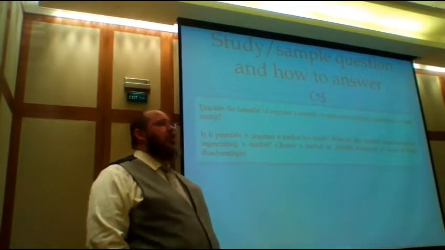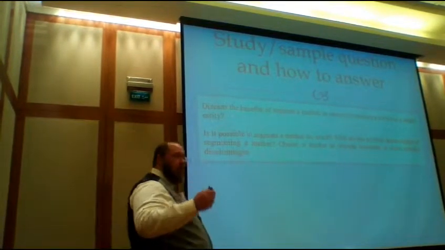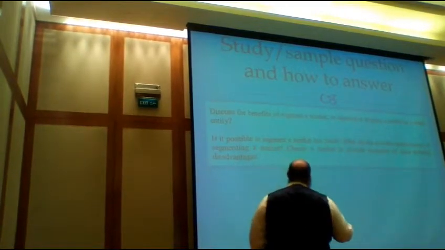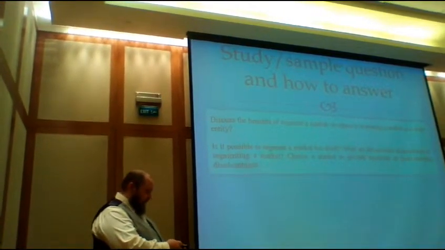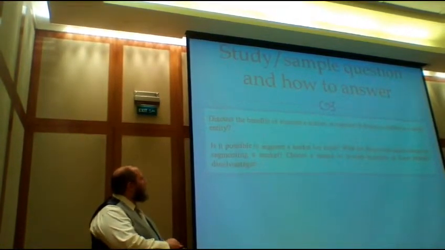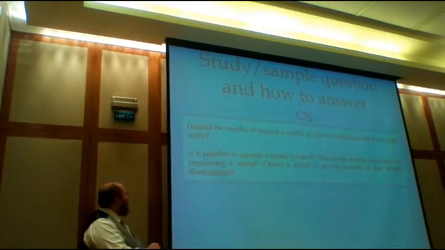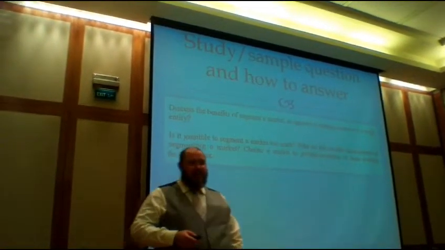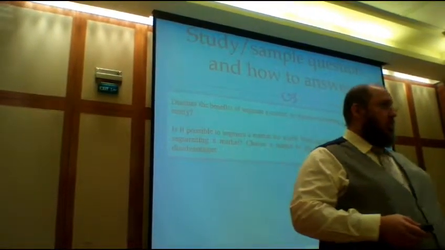What I want you to notice from the sample question, first thing you have to do, how many questions are being asked? 1, what are the benefits of segmenting a market? 2, what is being treated as a single entity? That's 2 parts. 3, is it possible to segment too much? That's 3 sections. What are the possible disadvantages? That's 4. Choose a market to provide examples of potential disadvantages. That's 5. So, you should have a minimum of a paragraph for each of them. Minimum.